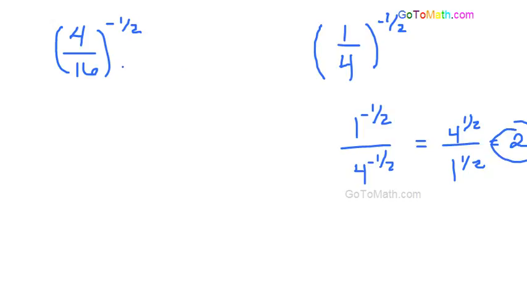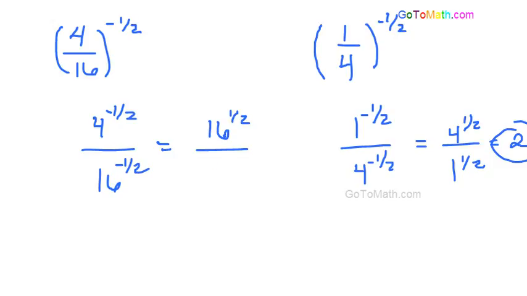Okay, so 2. All right, so that's one way of looking at this problem. Now, here's another way. You could say 4 to the half, negative a half, and then 16 to the negative a half. And then do the big switcheroo where we take this 16 to the negative half up into the numerator, and then 4 to the half down into the denominator, and then evaluate each one of them.